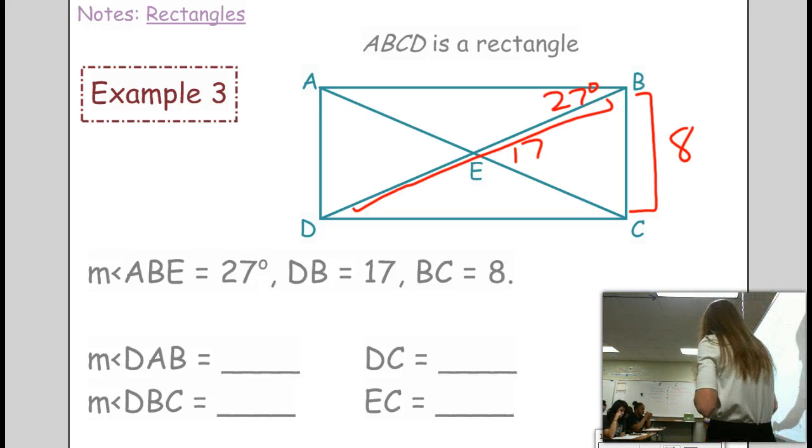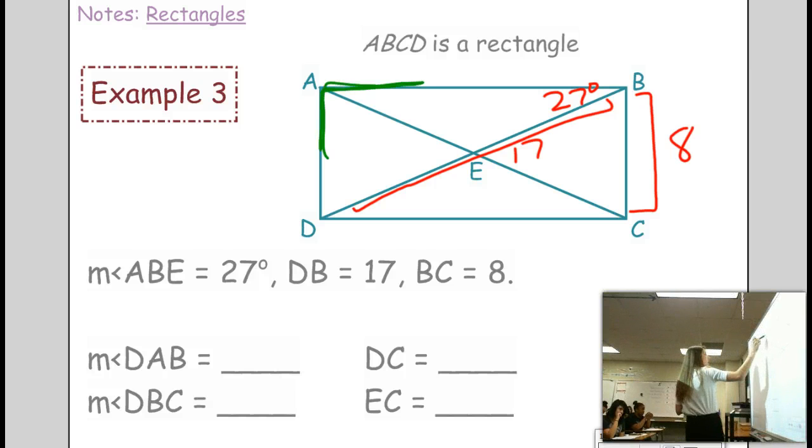So the first thing we're looking for is angle DAB. That one's easy. Ava, how many degrees is DAB? That green angle that I just kind of bolded, how many degrees is that? DAB, yeah, 90. Easy, easy, no math.